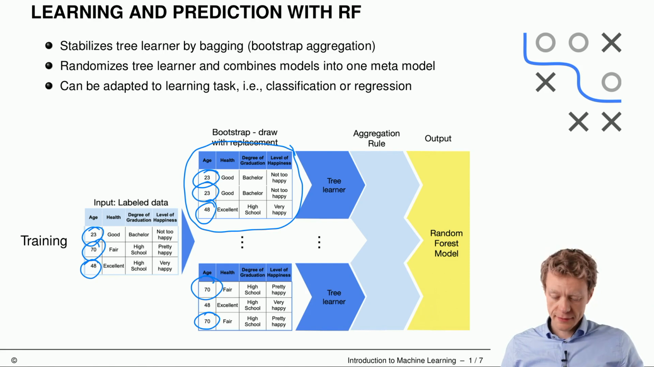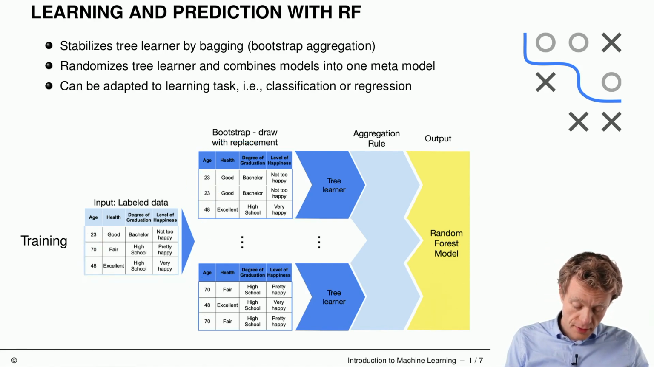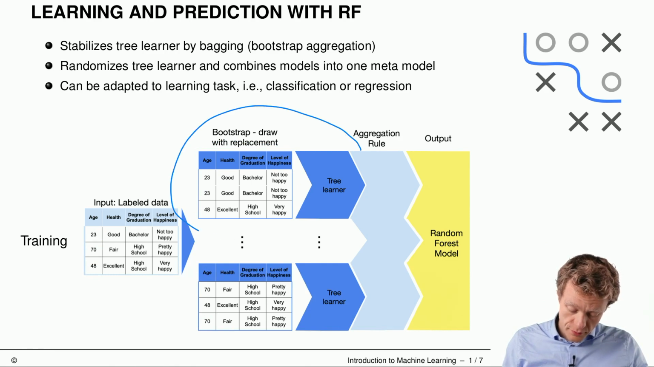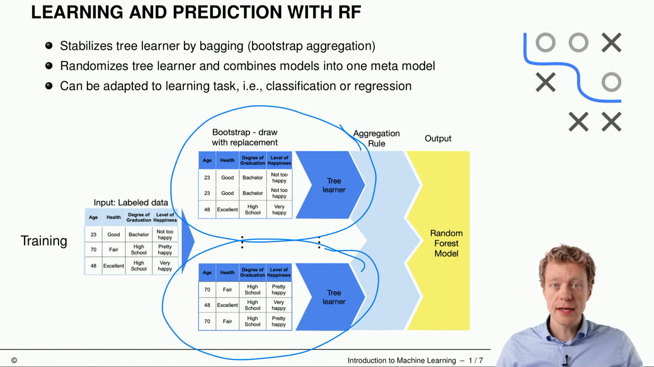What we do then is we take these new data sets, and for each data set we learn a tree, separately and independently of the other trees. So this means we get a lot of trees. That's why we call it a forest in the end. So we have a lot of trees, and all of these trees are learned independently from each other.